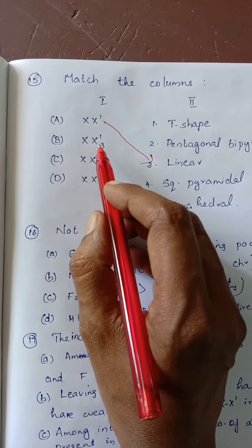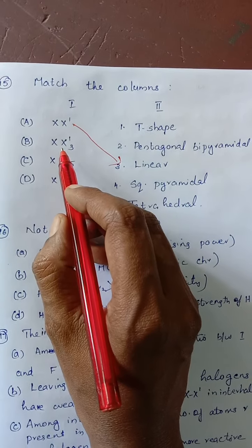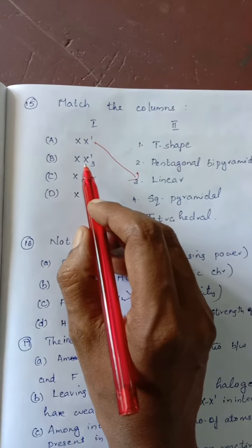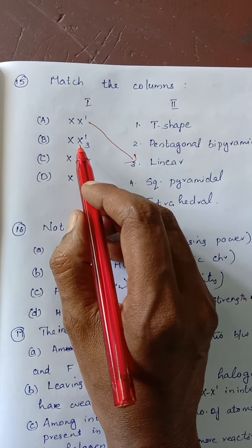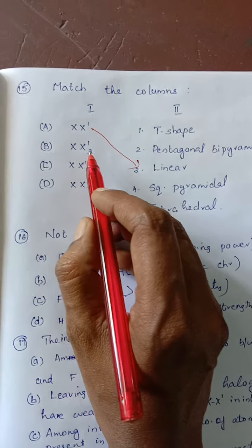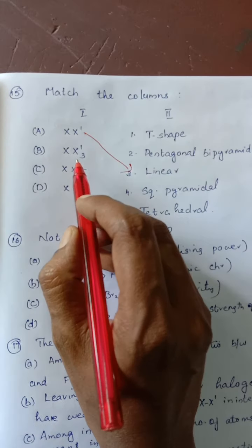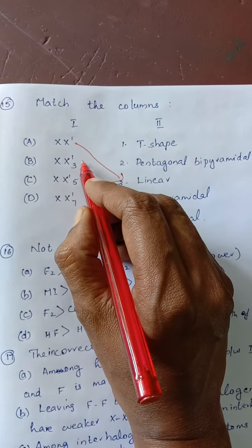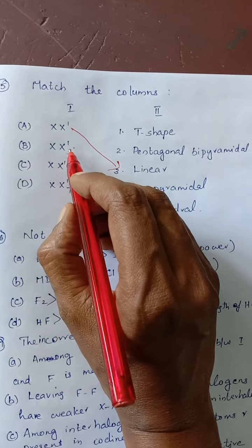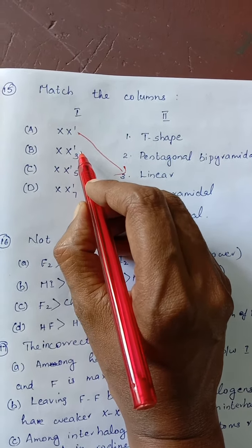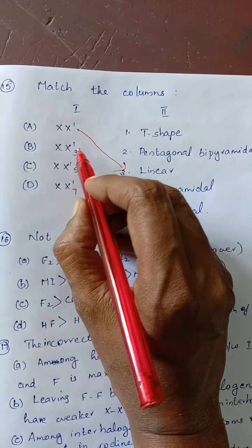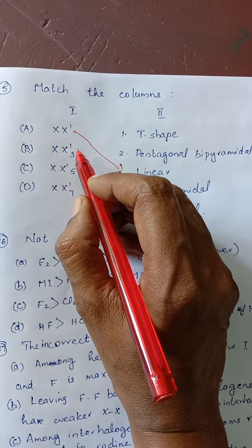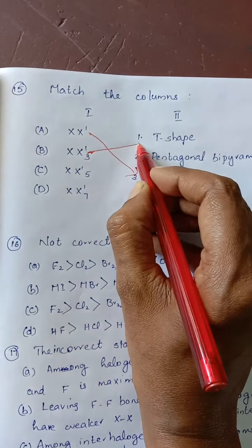there are 3 bond pairs and 2 lone pairs, total 5 electron pairs. Out of 5 electron pairs, 2 are lone pairs, 3 bond pairs. So the geometry is T-shape. Trigonal bipyramidal we expect for 5 electron pairs, but because 2 lone pairs are present, hence the geometry is distorted to T-shape.